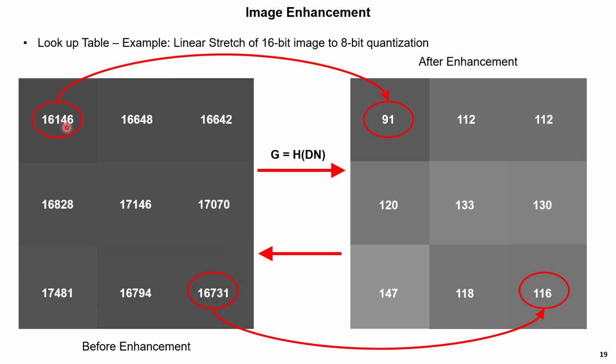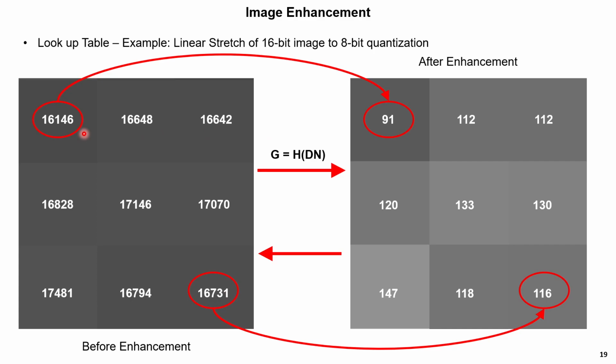And here it is 16-bit range, and after the enhancement, after the linear stretching, we are reducing it to 0 to 255, that is 8-bit range. So this is entirely dependent on us. You can also again stretch it to 16-bit itself, but with a different range.